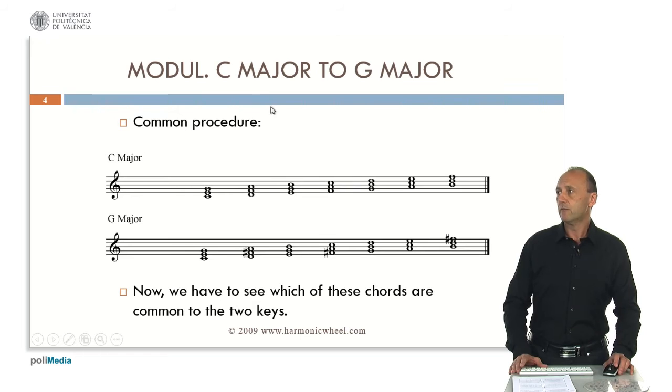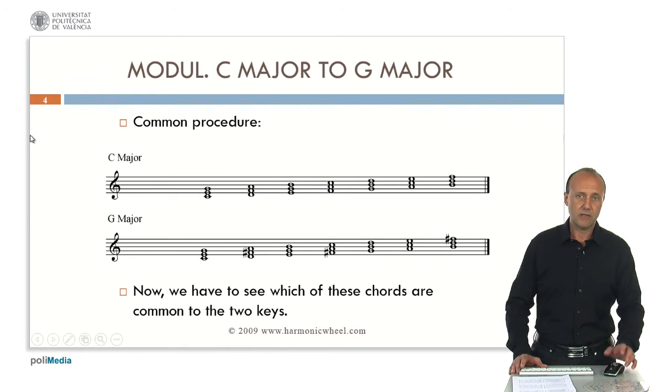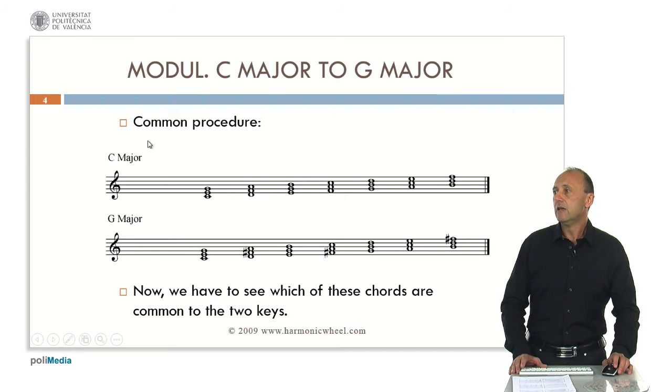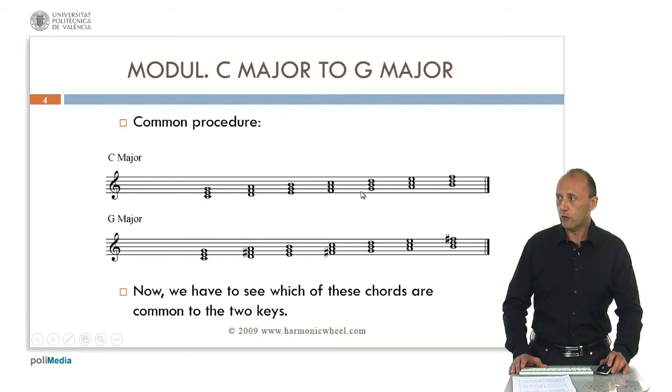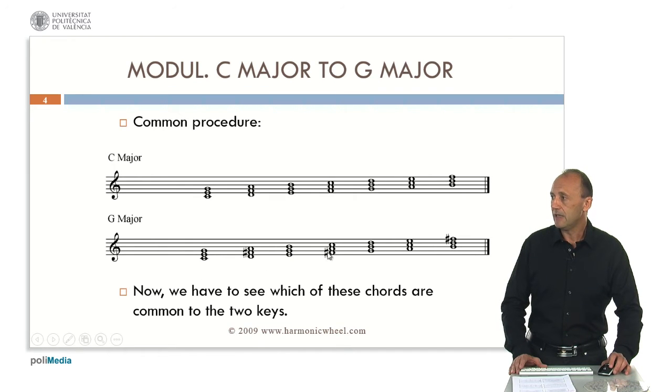If we want to modulate from C major to G major, for example, we can use the traditional or common procedure, which consists in first writing the C major scale and then adding a third and a fifth on every note, thus obtaining the triad chords in C major. Then we write the G major scale, but starting with note C in order to compare with the previous scale. So we write C, D, E, F sharp, G, A, B, and then we add a third and a fifth on every note, thus obtaining the triad chords in G major.